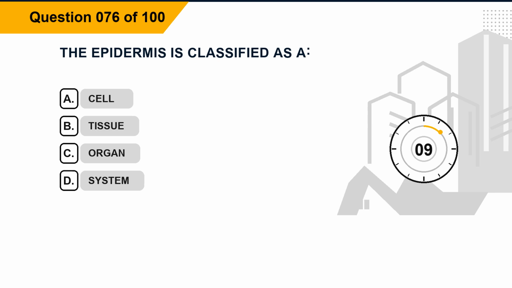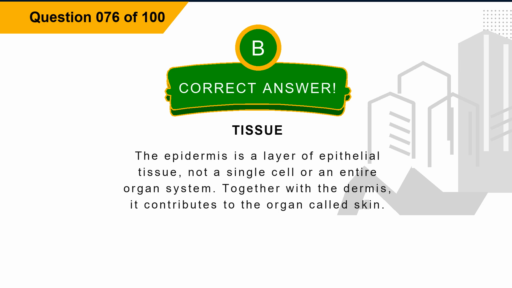Question 76. The epidermis is classified as A. Option A, cell. Option B, tissue. Option C, organ. Option D, system. The correct answer is option B, tissue. Explanation. The epidermis is a layer of epithelial tissue, not a single cell or an entire organ system. Together with the dermis, it contributes to the organ called skin.